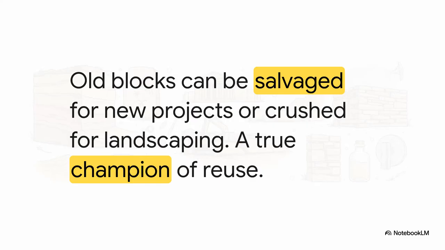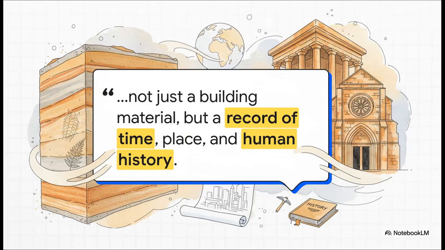And its life cycle doesn't just end when a building comes down. Oh no. Sandstone is an absolute champion of reuse. Old blocks can be salvaged for brand new projects, preserving history and character, or they can just be crushed and used for roads or landscaping. It's a material that is truly designed to be part of a circular economy. So the next time you see a sandstone wall or pavement, just remember its incredible journey. You're not just looking at a stone, you're looking at a record of deep time, a reflection of a specific place on Earth, and a testament to our own history. It really makes you wonder, as we keep building our future, what new stories will we end up carving into this ancient, remarkable stone?